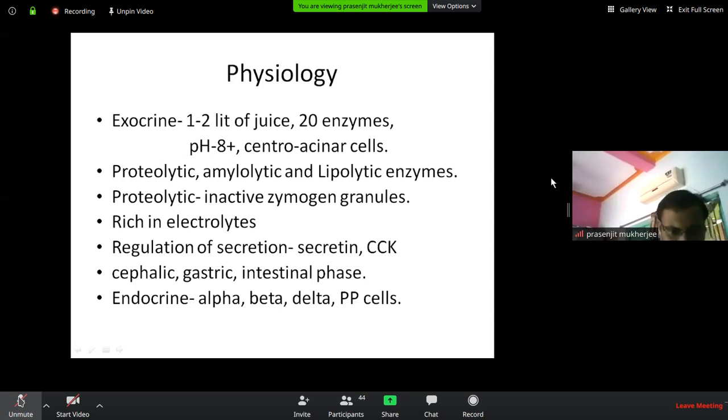These are stored as inactive zymogen granules. If they were stored in active forms, what would have happened? It would have digested the pancreas. So they are never stored as active granules. They are always stored as inactive zymogen granules. But amylolytic enzymes and lipolytic enzymes are stored in active forms. They are simply secreted into the system.